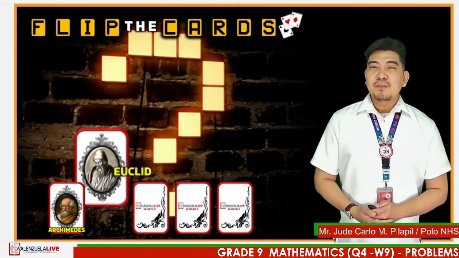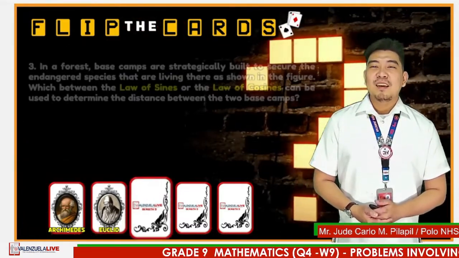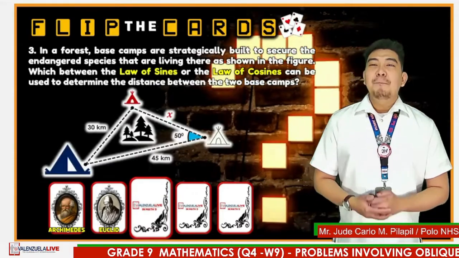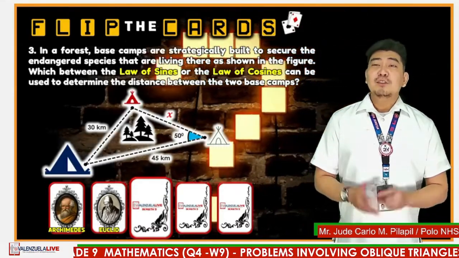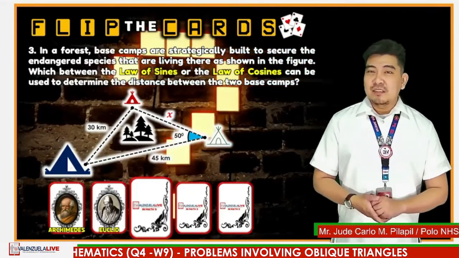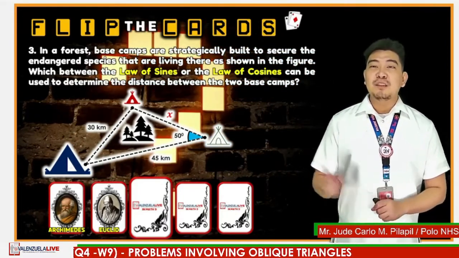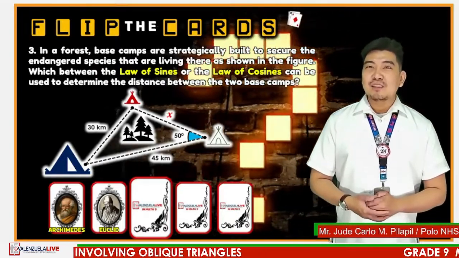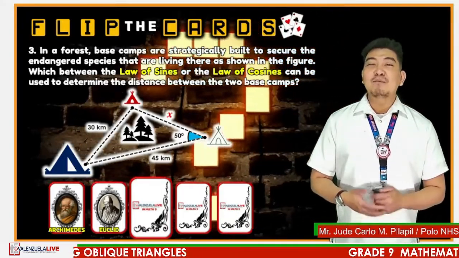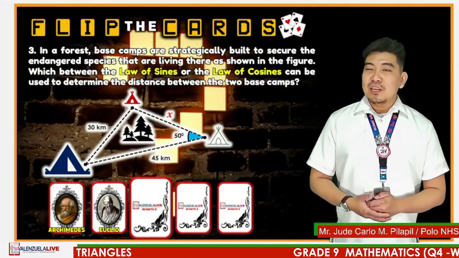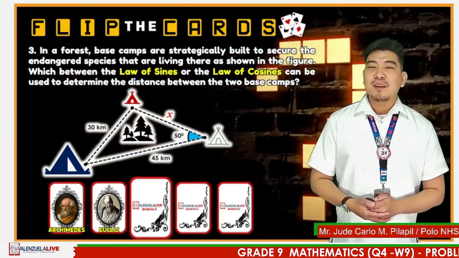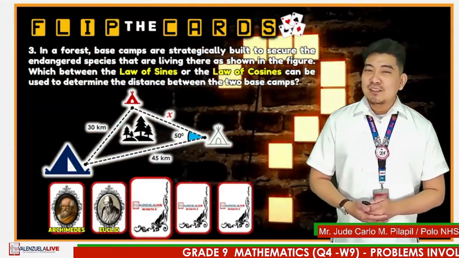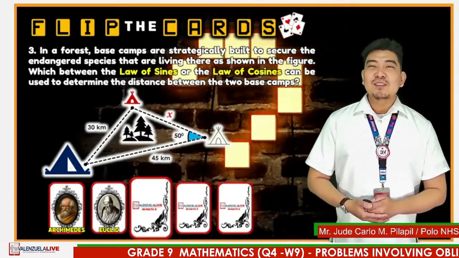Item number 3 goes like this. In a forest, base camps are strategically built to secure the endangered species that are living there, as shown in the figure. Which between the law of sines or the law of cosines can be used to determine the distance between the two camps? What do you think is the answer? 10 seconds starts now.